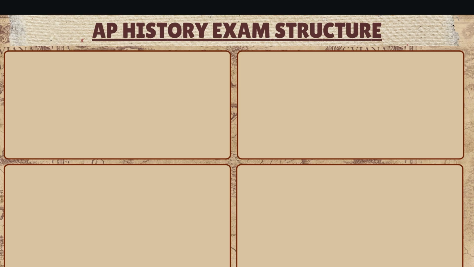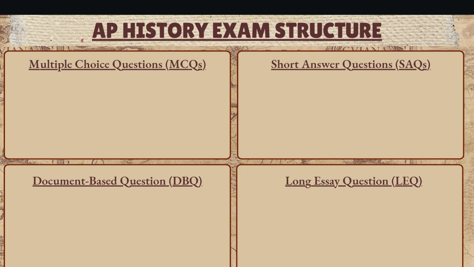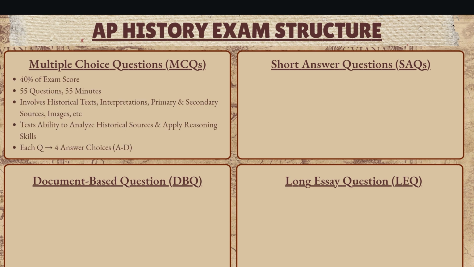So I just want to go over how the AP exams for the three courses are structured because it's the same for all of them. There are four sections of the AP exam for all the AP history courses. There's the MCQs, multiple choice questions, and then after that you have short answer questions or SAQs, then the DBQ or document-based question, and the long essay question or LEQ. So for MCQs, they're going to be 40% of your exam score, and there are 55 questions, and you get 55 minutes to complete all of them.